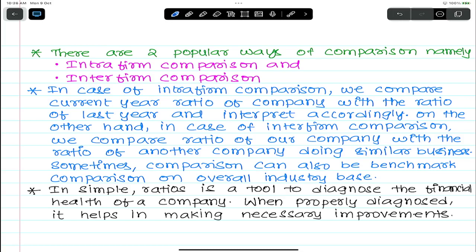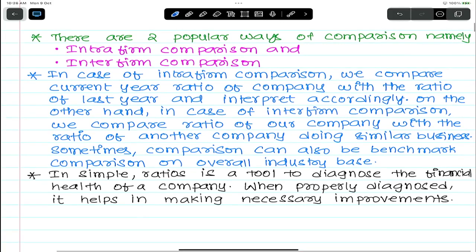So in simple, ratios are a tool to diagnose the financial health of a company. When properly diagnosed, it helps in making necessary improvements. Please write down the notes properly.